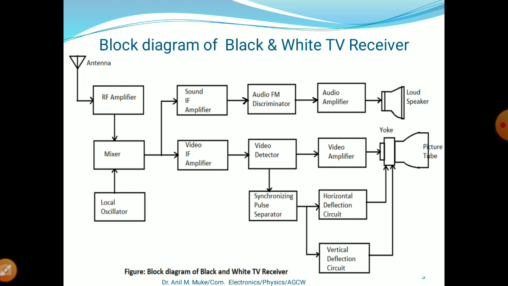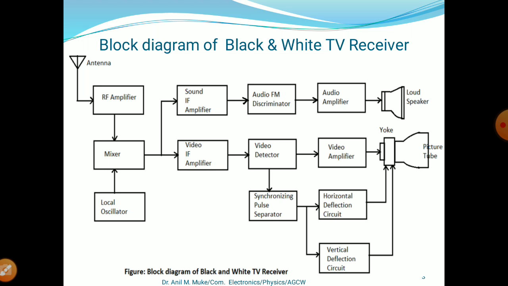And then the audio signal is detected by using the audio FM discriminator. Then it is amplified and given to the loudspeaker, whereas the video detector will detect the video signal, which also contains the synchronizing pulses or control pulses. They will be separated out, and the detected video signal will be amplified and then given to the picture tube of the television set or receiver.